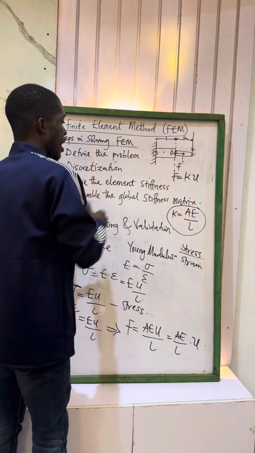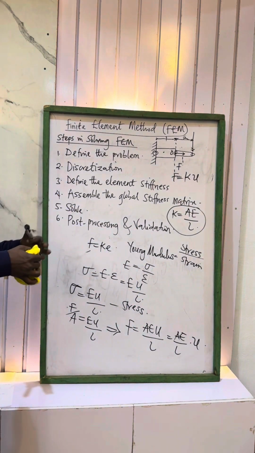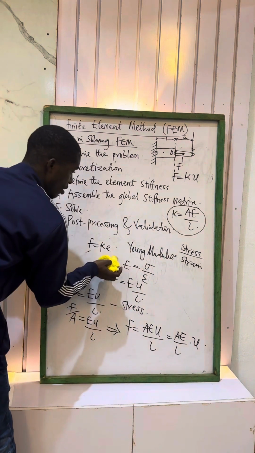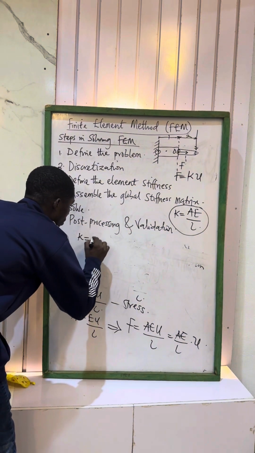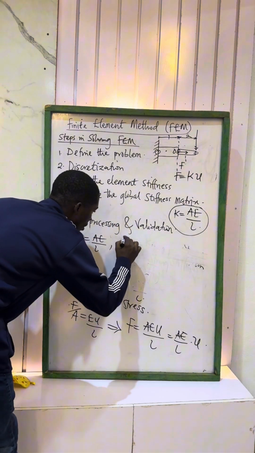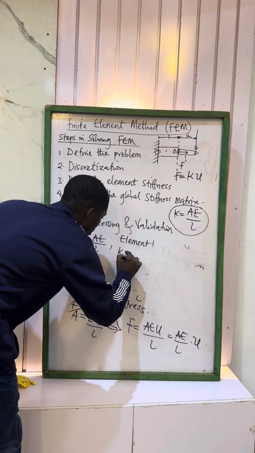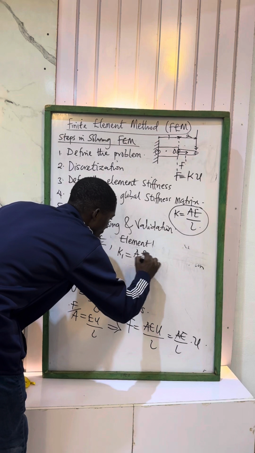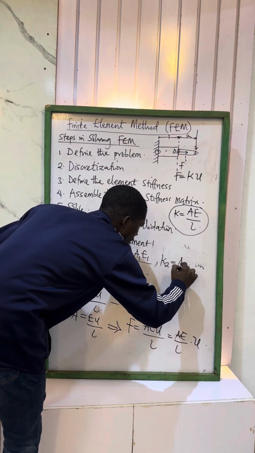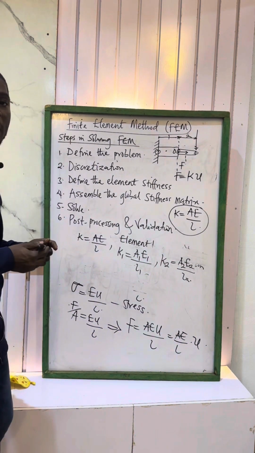For this one now, if you want to find the element spring stiffness, let me clean this point. You can always pause the video and go through what is there before you proceed to the next step. We said K is equal to AE over L. So that is for element 1. For element 1, K1 is equal to A1 E1 over L1. For element 2, K2 is equal to A2 E2 over L2. Now it doesn't matter.